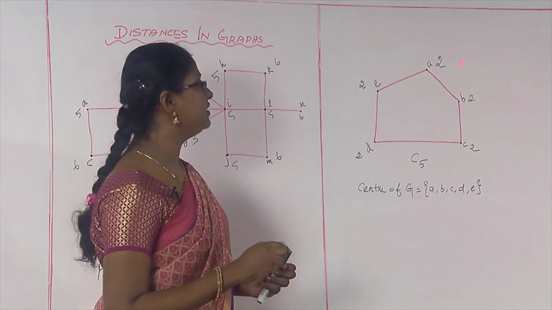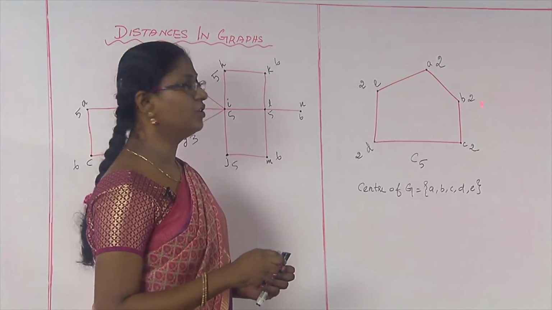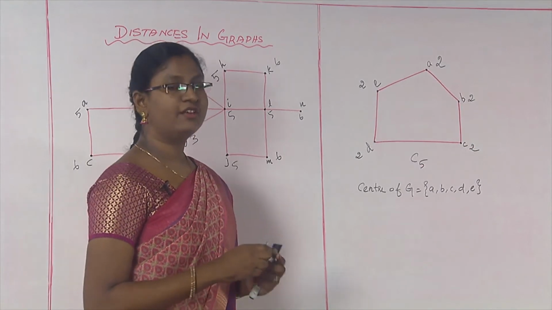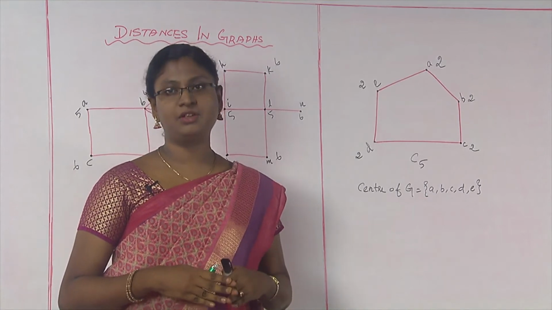So, the maximum distance from A is 2, and the same holds good for all other vertices also. So, the eccentricity of all the vertices here is 2. If the eccentricity of all the vertices are equal, the maximum value and the minimum value will be one and the same.